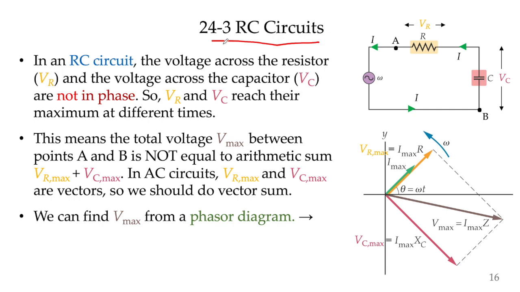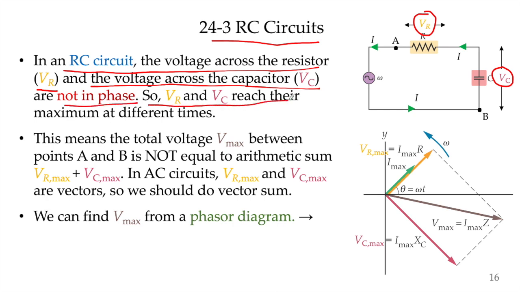Okay, so in an RC circuit, the voltage across the resistor, we're going to call it VR, and the voltage across the capacitor, we're going to call it VC. They are not in phase. That means VC and VR are not going to increase and decrease at the same time. There's going to be some phase difference between them. So if they're not in phase, it basically means VR and VC reach their maximum and minimum at different times.